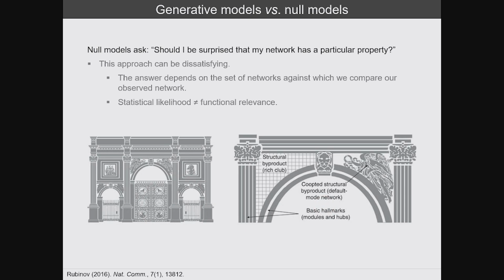Similarly, statistical likelihood doesn't necessarily have any implications for functional relevance of a particular measurement. This is also introduced very nicely in a 2016 paper from Mika Rubinov, who argues there are so-called spandrels in brain networks. This is due to correlations with network statistics: when we lock in certain features, others necessarily follow along, right? And so we might be falsely led to believe that a byproduct, a spandrel like the Rich Club, is important or statistically interesting, but in reality it might be a property that just comes along for free when you have networks with modules and hubs, right?